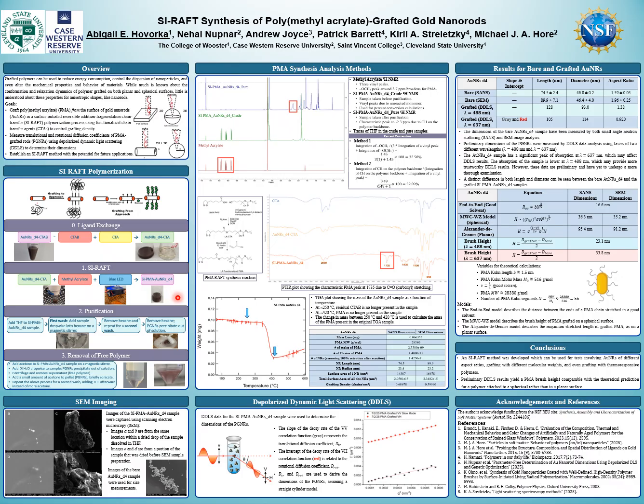This sample then undergoes 2 rounds of purification. The first round with hexane to remove any unreacted monomer, and the second round with acetone and water to remove free polymer, so that our solution is just our polymer grafted nanorods dispersed in THF.